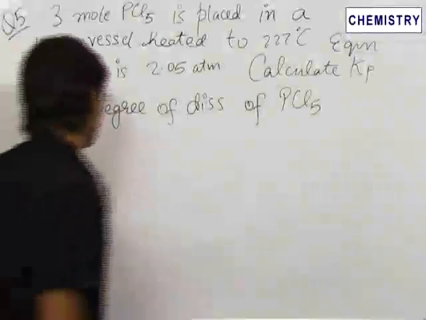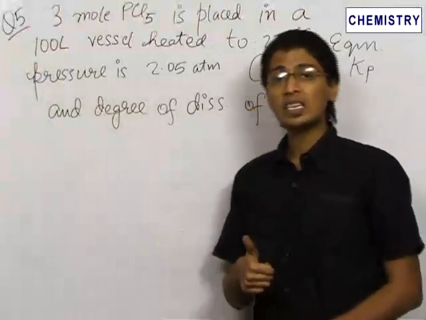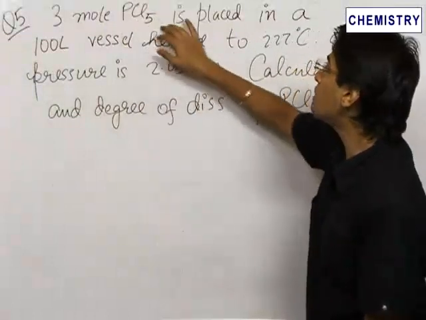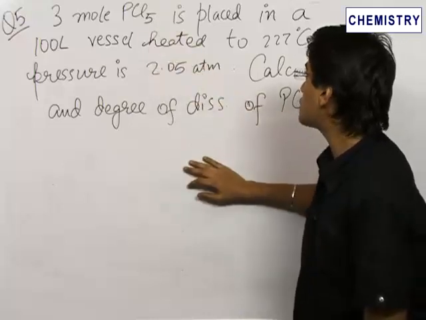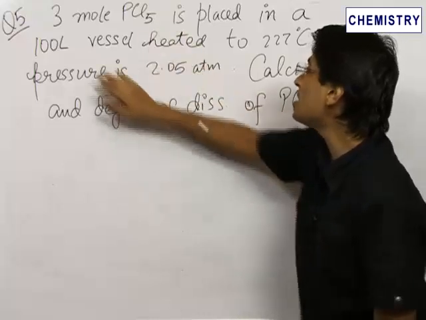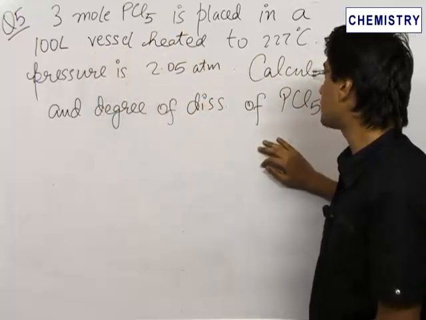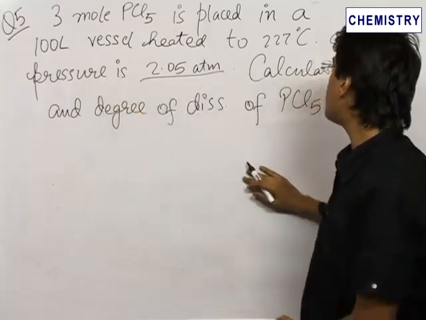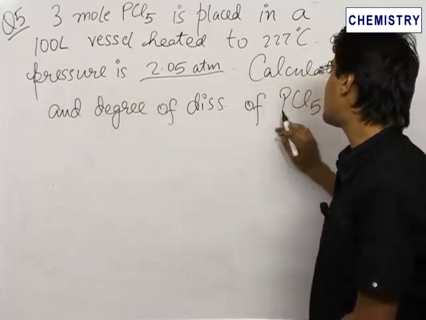Our next problem is again an easy problem of chemical equilibrium, provided you know all the concepts of chemical equilibrium properly. We have 3 moles of PCl5, that is phosphorus pentachloride, placed in a 100 liter vessel and heated to 227 degrees Celsius. The equilibrium pressure is given to be equal to 2.05 atm. We need to calculate the Kp and the degree of dissociation of PCl5.